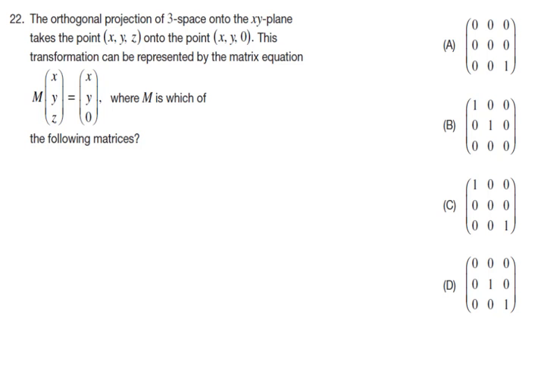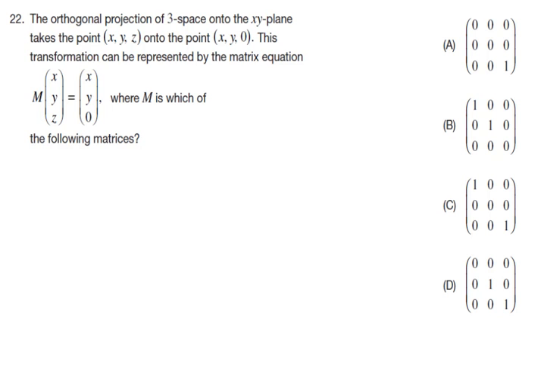Okay, in problem number 22, we have what's called an orthogonal projection of 3 space onto the xy plane. You take the point (x, y, z) and you map that onto the point (x, y, 0). Well, what does this mean?